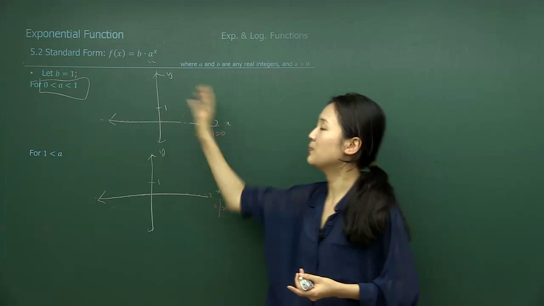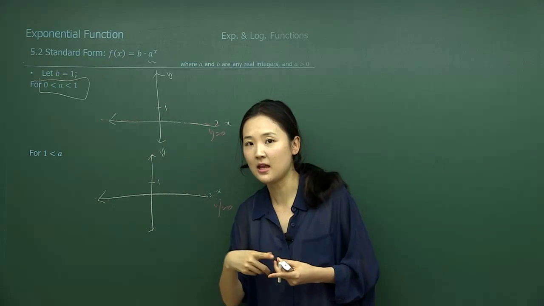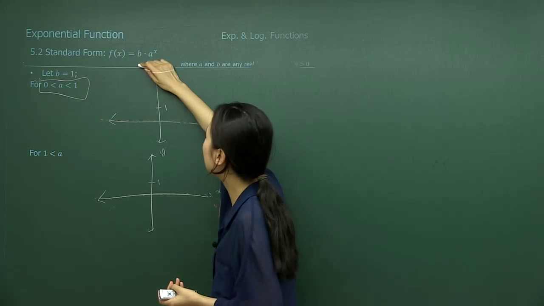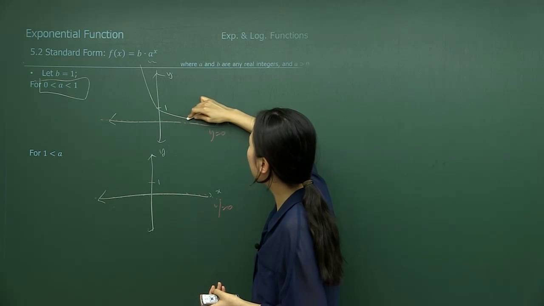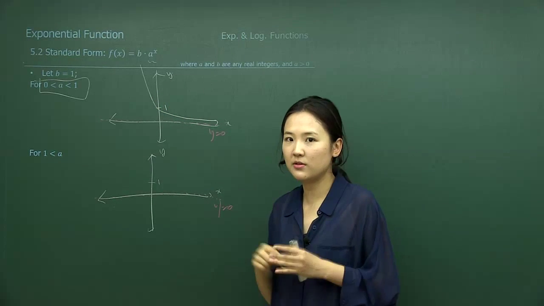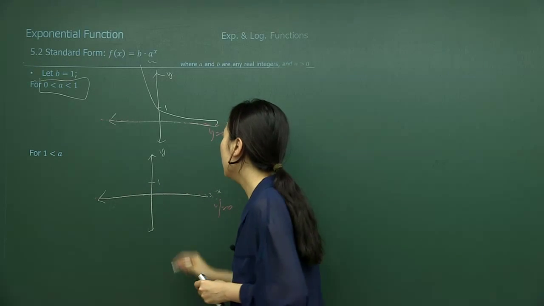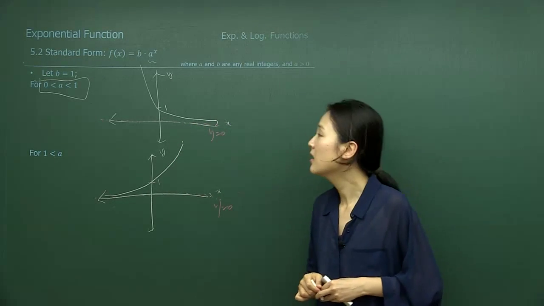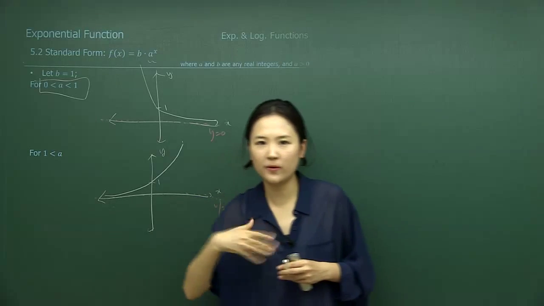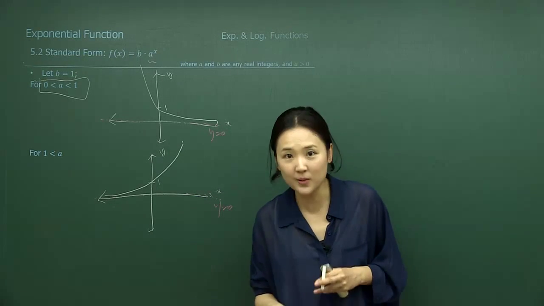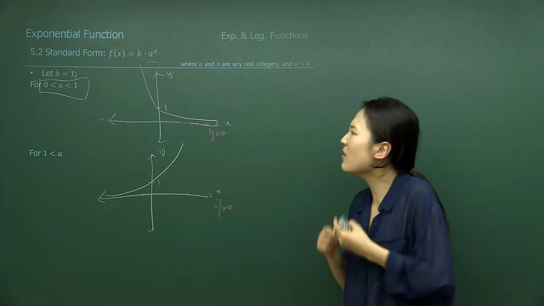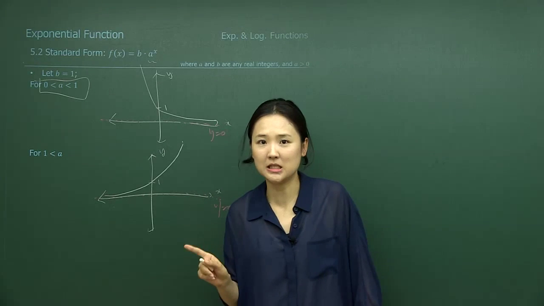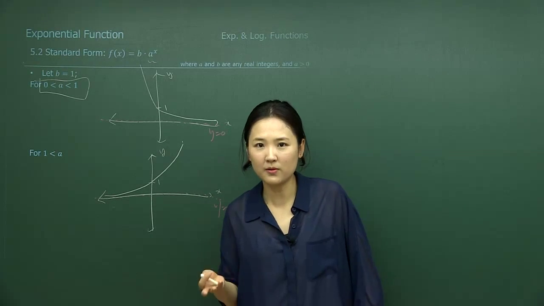And like I said, it's exponential, so it should be growing or decaying exponentially. This one, for less than 1 positive base, it's actually decaying. So it's going closer and closer to the x-axis, but will never touch it. And for greater than 1, it will be growing. So depending on what your base is, you can already predict what kind of shape your graph is going to be. And exponential graphs are somewhat special because it's always increasing or always decreasing. It's kind of important that you remember that.